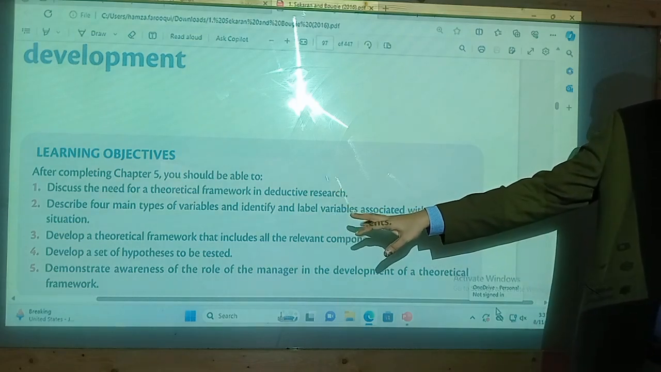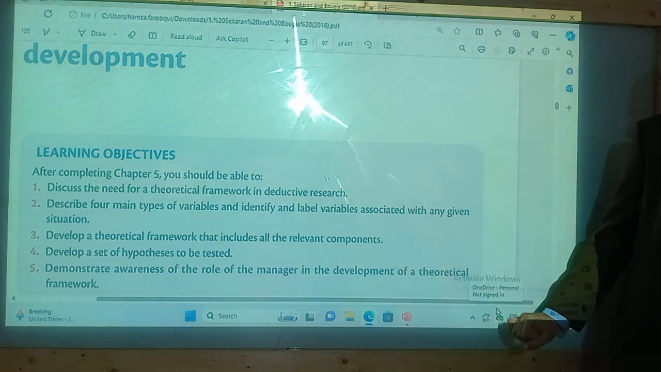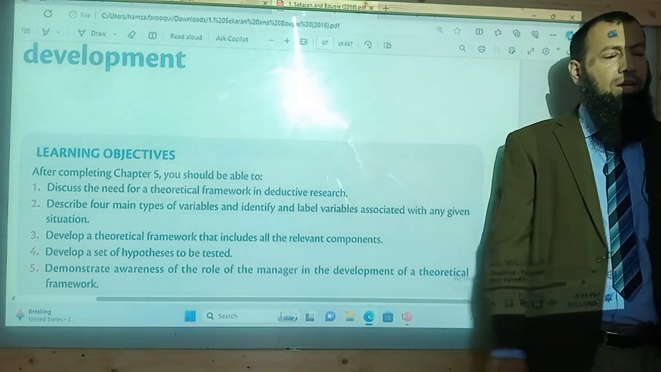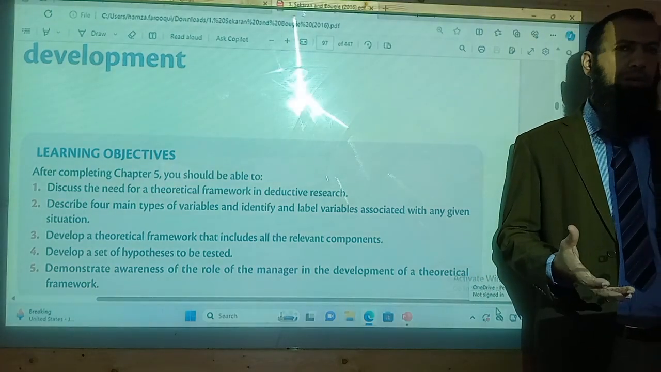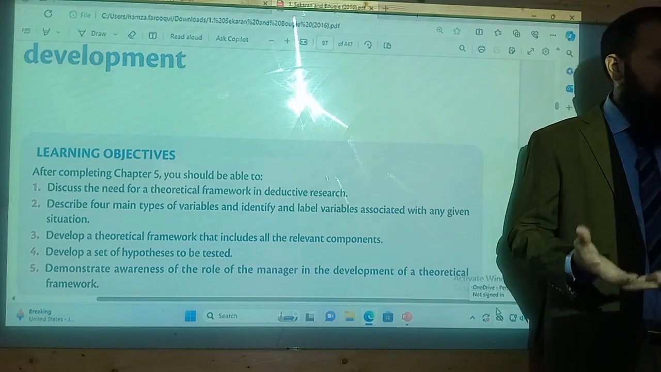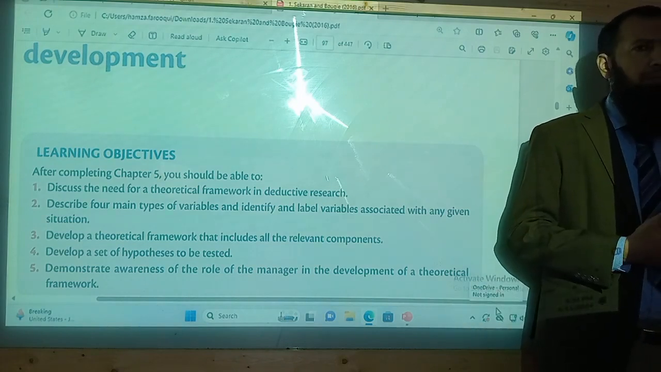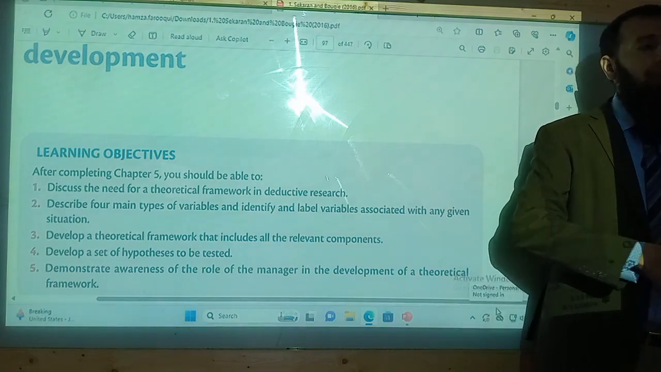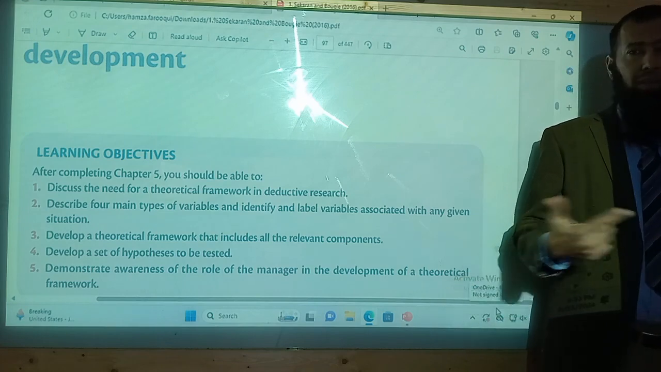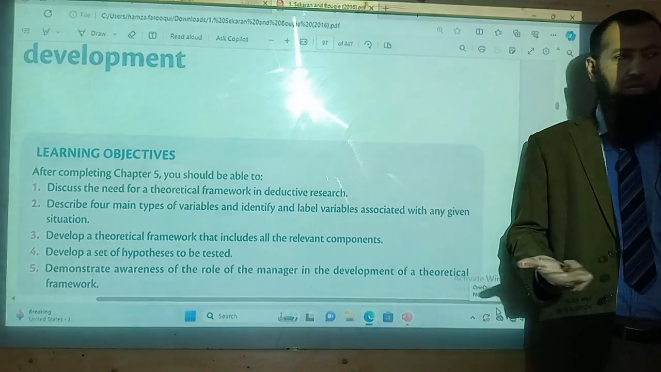Develop a theoretical framework that includes all the relevant components. We will be developing a theoretical framework that includes all the relevant components. Relevant component means the relationship between the variables, the possible relationship between the variables and the type of the relationship. There is a difference between the relationship and the type. Any idea what is the difference?